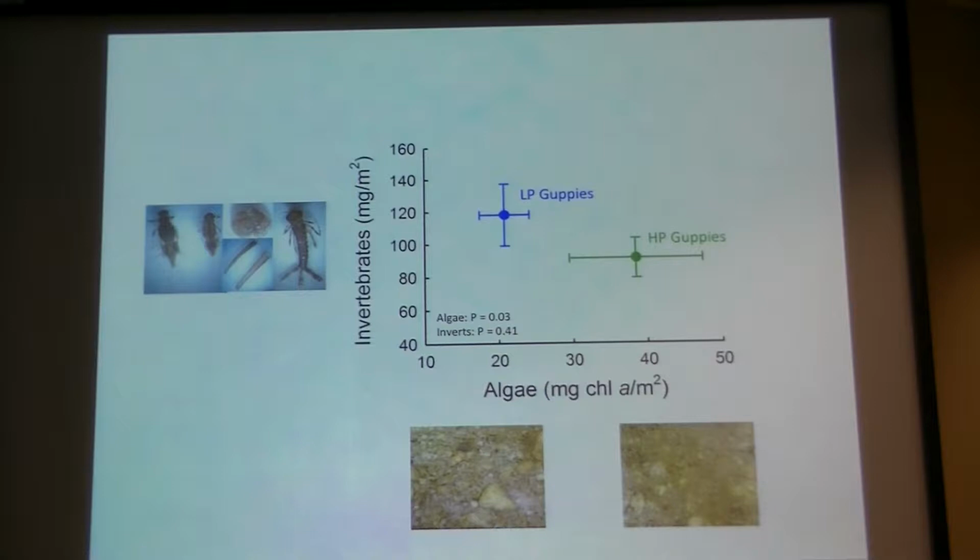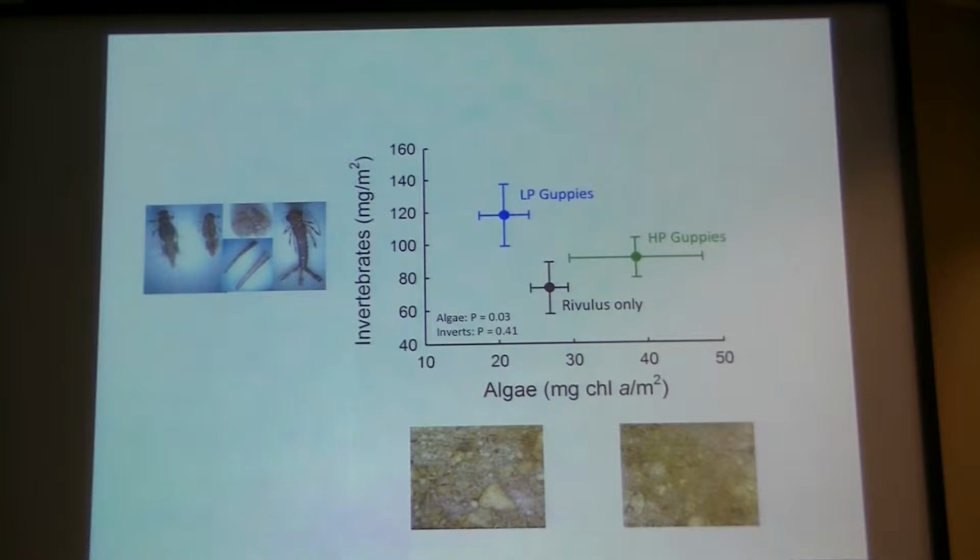Okay, so we measured a suite of community and ecosystem response variables. Here I'm just going to talk about benthic invertebrate biomass and algal biomass. The important thing to take away here is simply that low predation guppies seem to drive especially large decreases in algal biomass relative to high predation guppies. We see a slight difference in benthic invertebrate biomass, but that's not a significant difference. Interestingly, the rivulus-only treatment falls between those two guppy treatments.